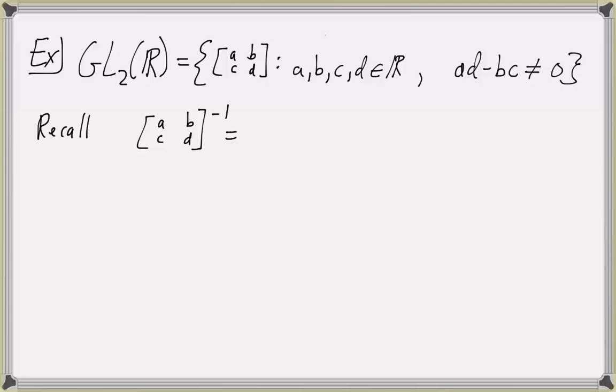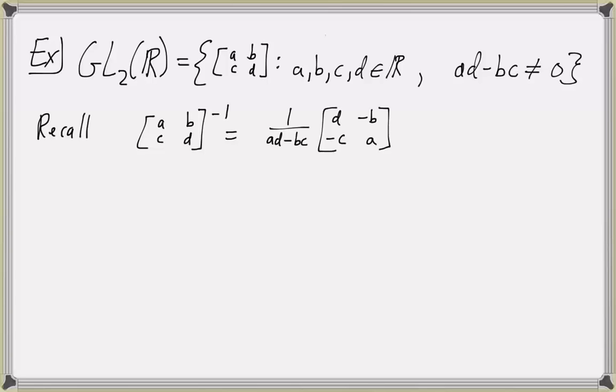So the inverse of a 2 by 2 matrix is 1 over the determinant, AD minus BC, times the matrix with entries D, negative B, negative C, and A. So you swap A and D, and you negate the entries B and C, and then divide each entry by the determinant.